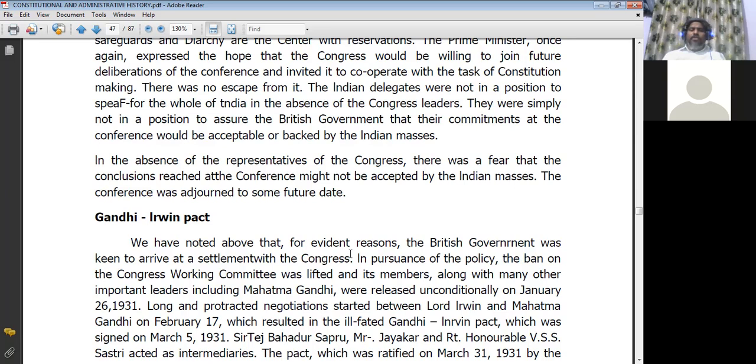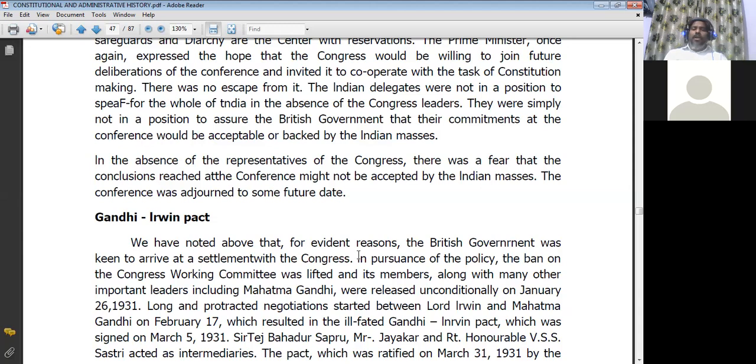It took place on March 5th, 1931, when the British government was keen to arrive at a settlement with the Congress. In pursuance of the policy, the ban on the Congress Working Committee was lifted, and its members, along with many other important leaders, including Mahatma Gandhi, were released unconditionally on January 26, 1931.